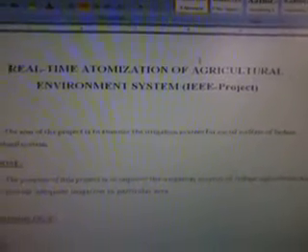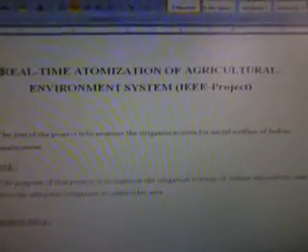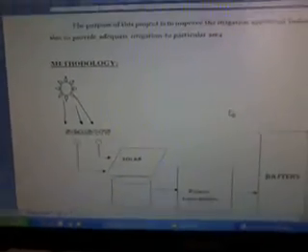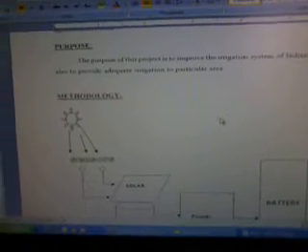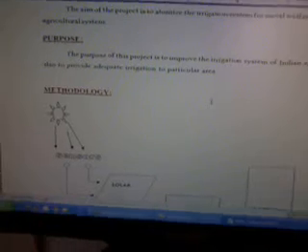The project title is Real-Time Automation of Agricultural Environment System using 8089S52 microcontroller. In this project, we are using a solar panel. In irrigation systems, farmers face problems due to power consumption or power cuts. That's why we designed this project.